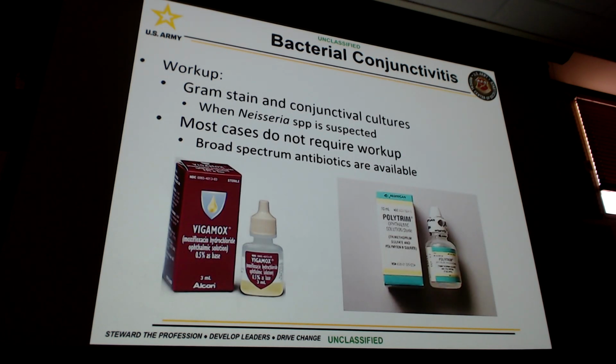All right, Vigamox. That is my go-to topical antibiotic, moxifloxacin. Polytrim is also pretty common. If you see topical ophthalmic medications, they're usually color-coded. So if you have a bottle that's got either a tan cap or a tan strip on it, it's an antibiotic. It's just a little fun aside for you. All ophthalmic medications have some color code to them.